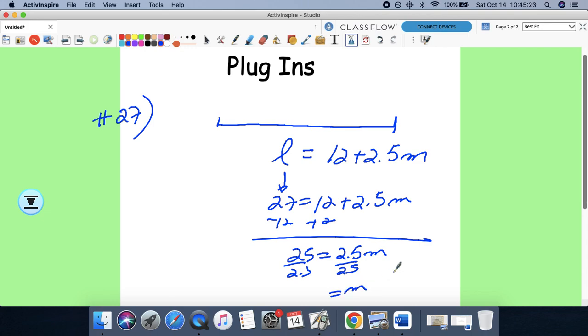let's see, no, sorry, 15. 27 minus 12 is 15. So it's 1, 2, 3, 4, 5, 6, right? 2.5, 6 times. So m equals 6.